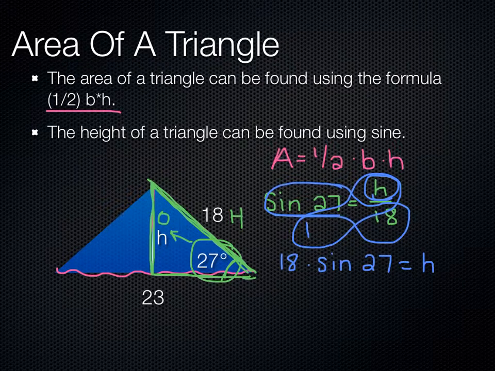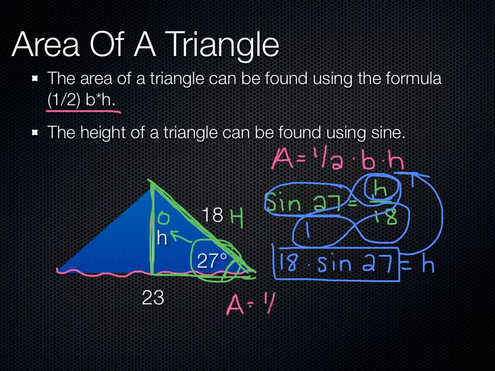Because now look what I can do. Up in my original formula, I had an h. And I just found what h was. H is 18 times the sine of 27. Okay? So when I rewrite that formula from up above with my new information for h in it, it's going to look like this. Area equals 1/2 times the base of my triangle would be this 23, and then the height of my triangle would be this 18 times sine 27.